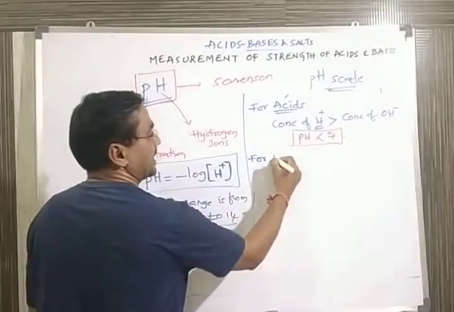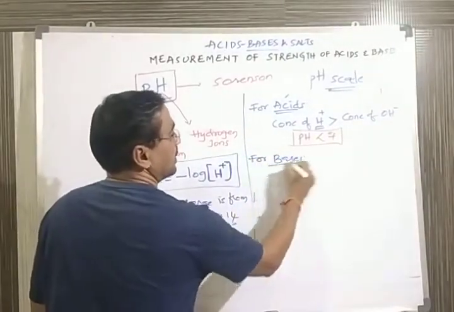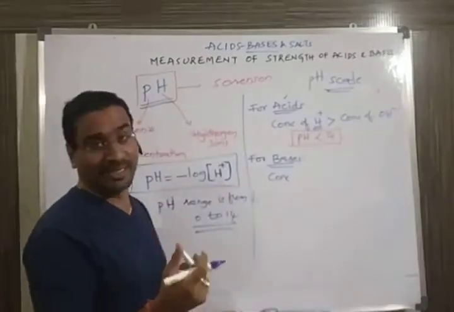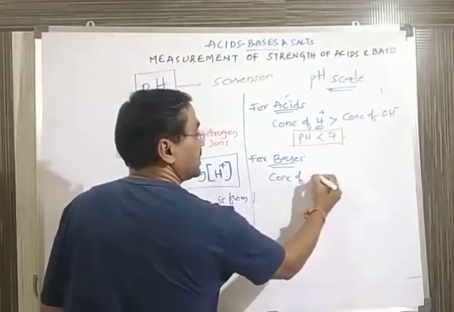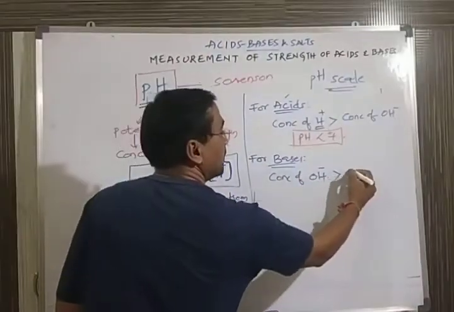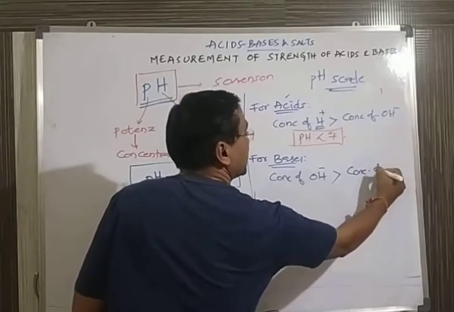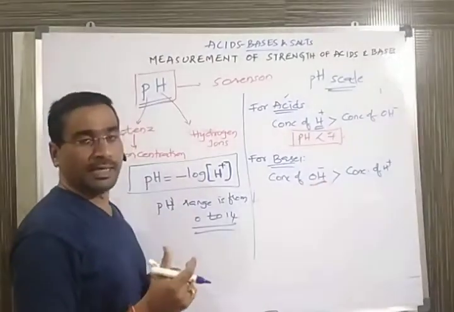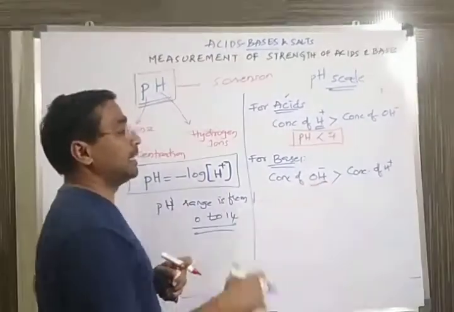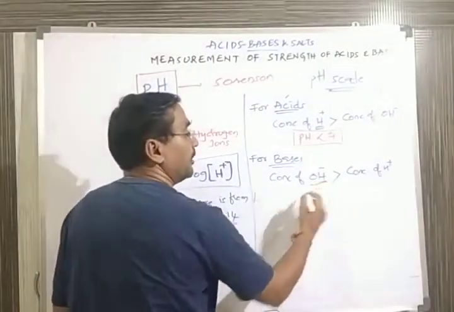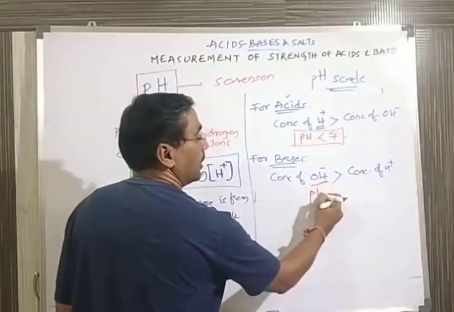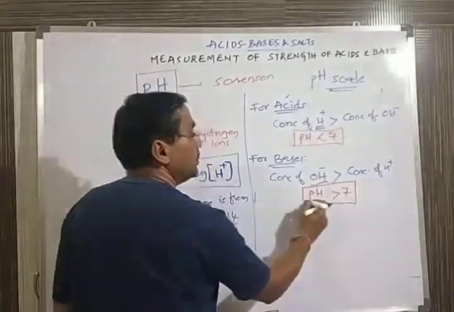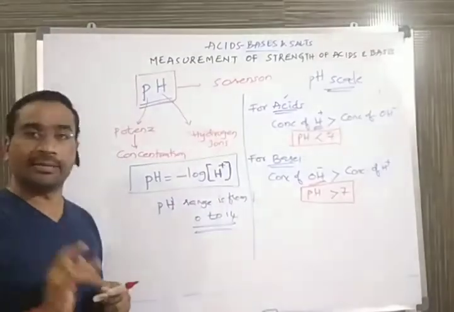And for bases, which contain OH minus ion, the concentration of OH minus ion will be greater than the concentration of H plus ions. In such a situation, when you find the pH value, it will be greater than 7. The pH value for bases will always be greater than 7.